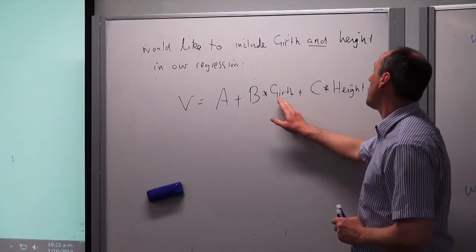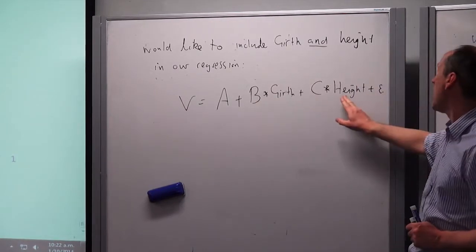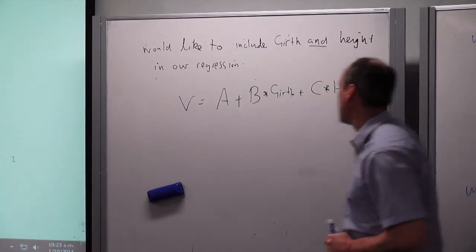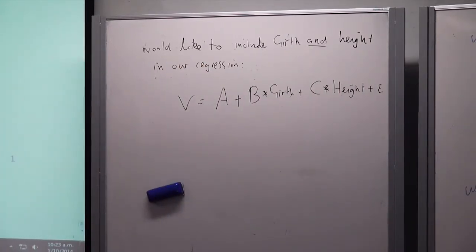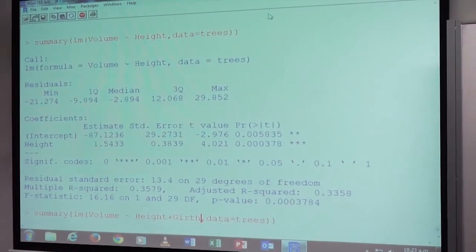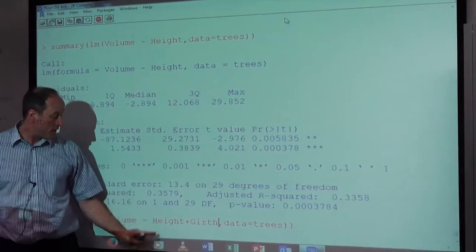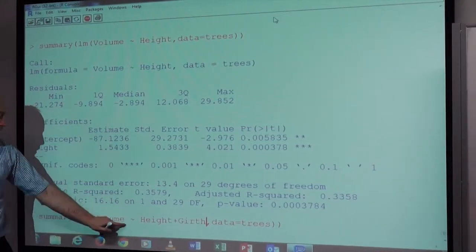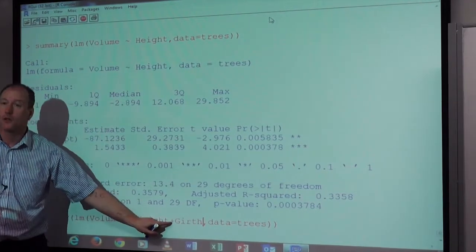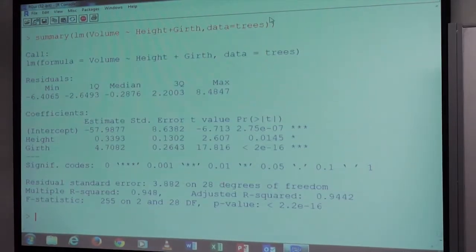So we can see if you had a tree and increased the girth a little bit, it would increase the volume by this much. And if you increase the height by that much, it would increase the volume by c times that change. We can do that dead easily with R. This is not a numerical sum. We're not adding the height to the girth. This is to be interpreted in the context of a formula where it means height and girth as well. So it's not a plus. Well, it is a plus, but it's not a mathematical 2 plus 2 equals 4 plus. And you'll see what happens when we do the regression.